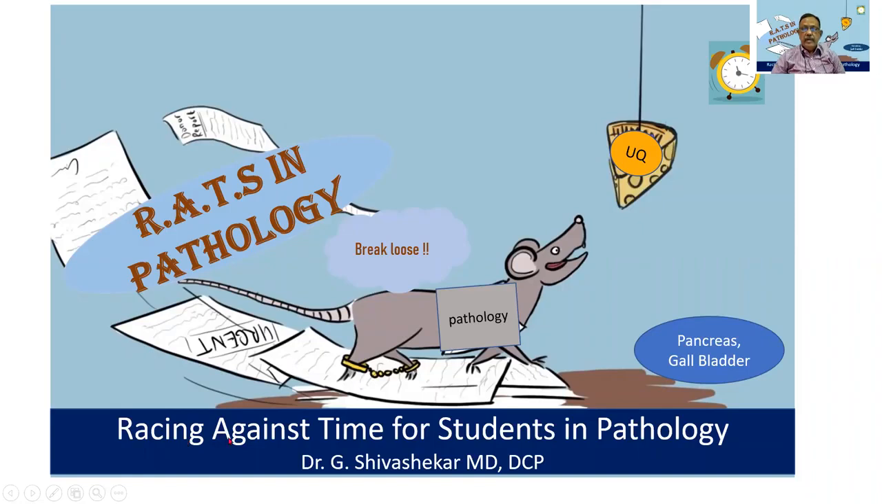Racing against time for students in pathology, and IQ is equal to UQ. The question that we omit is our university question. I shall be continuing with the pancreas and gallbladder.